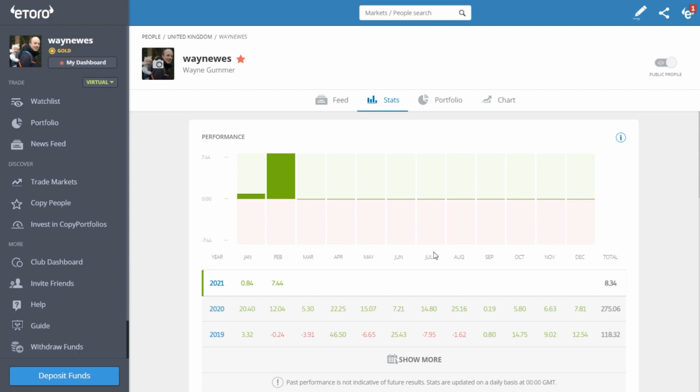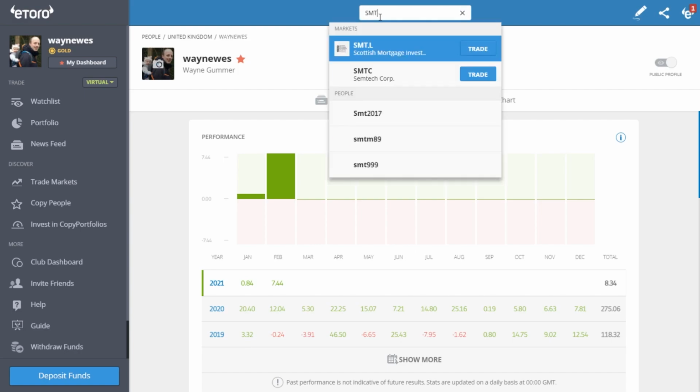This is how to open a position. So first of all, up to the top search bar here, we'll find a stock. It's currently 1:15 in the UK, so the US markets are not open yet. So I'm going to go to a stock that is currently open. This is a UK stock.